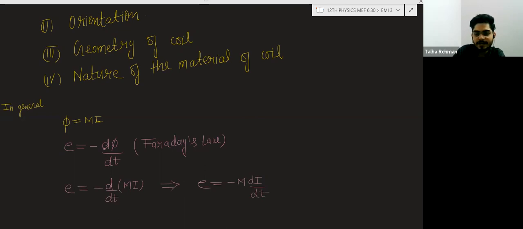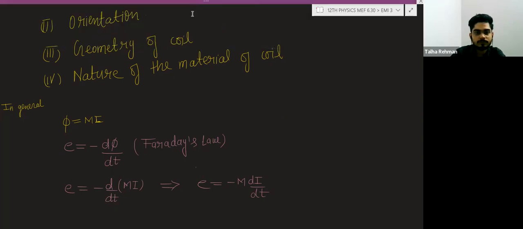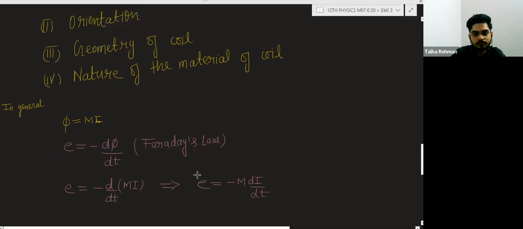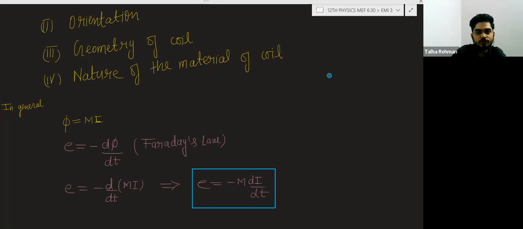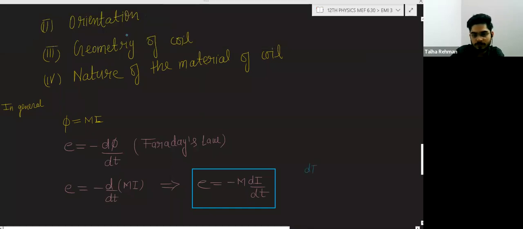What is dI by dt? Rate of change of current with time, or you can say rate of change of current. So this will be your another formula. But you should know what is dI by dt. So dI by dt is rate of change of current.